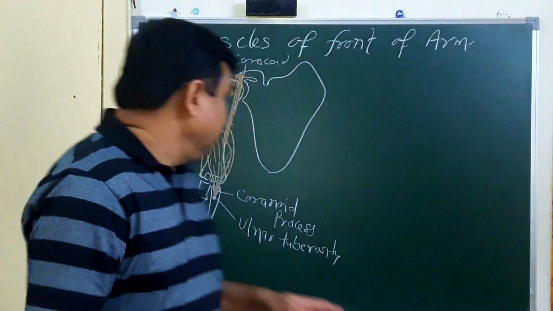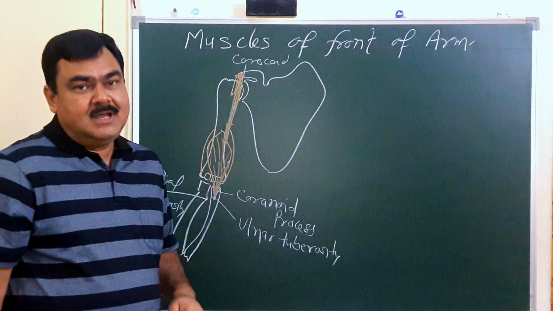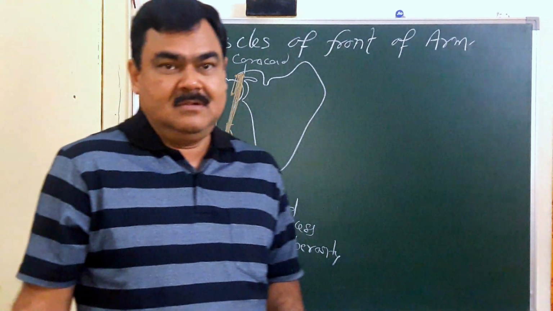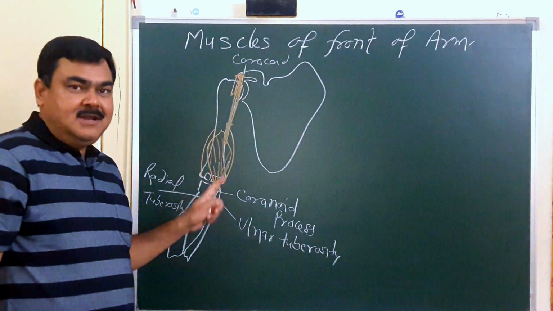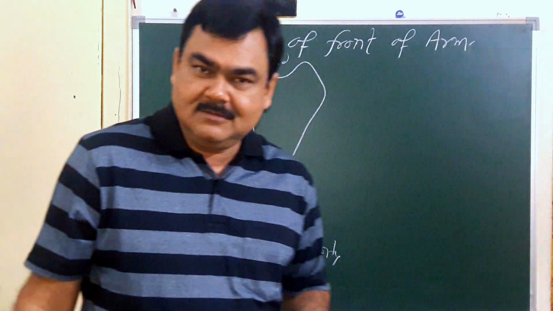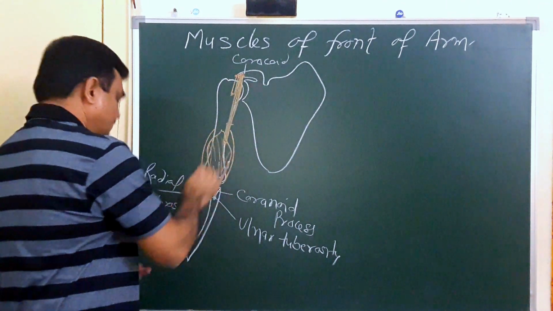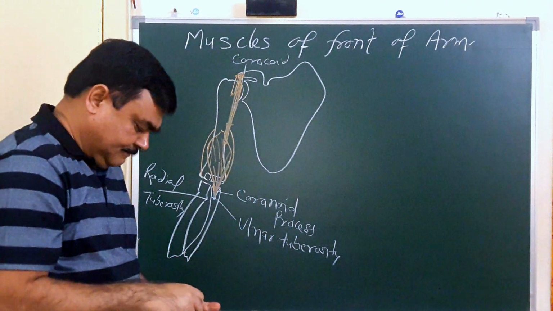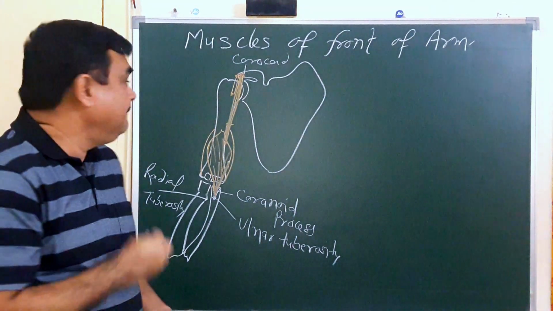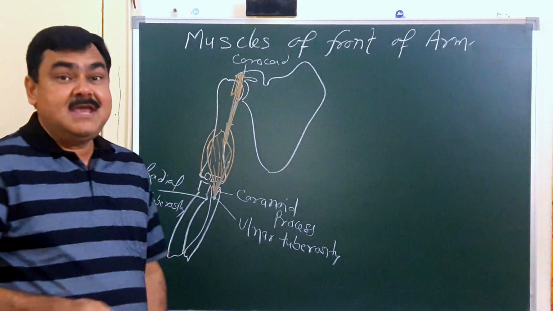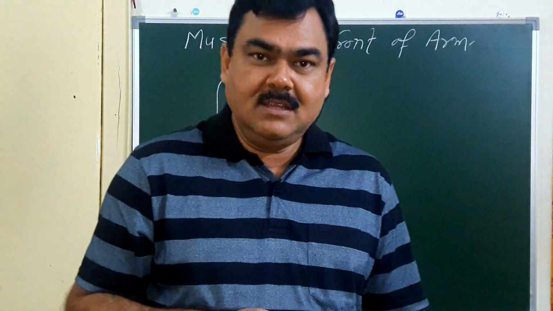Its nerve supply: it is supplied by two nerves. One is the musculocutaneous nerve and the other is the radial nerve. Musculocutaneous nerve is motor for this, and radial is proprioceptive for this muscle. Another muscle is biceps brachii. Biceps brachii has two heads, a long head and a short head.